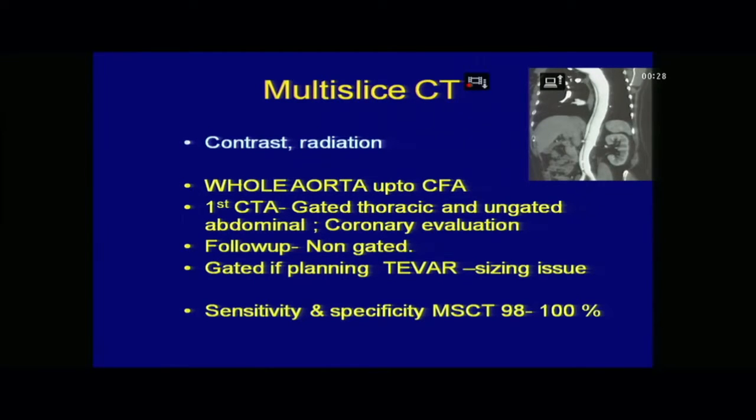Like we talked about day before yesterday, the diameter change, I'm sure sir is going to talk about it. There is a diameter change between the diastole and the systole, which changes the graft size dramatically. The sensitivity and specificity is very good for the evaluation of thoracic type B dissection. It ranges up to 98 to 100%.